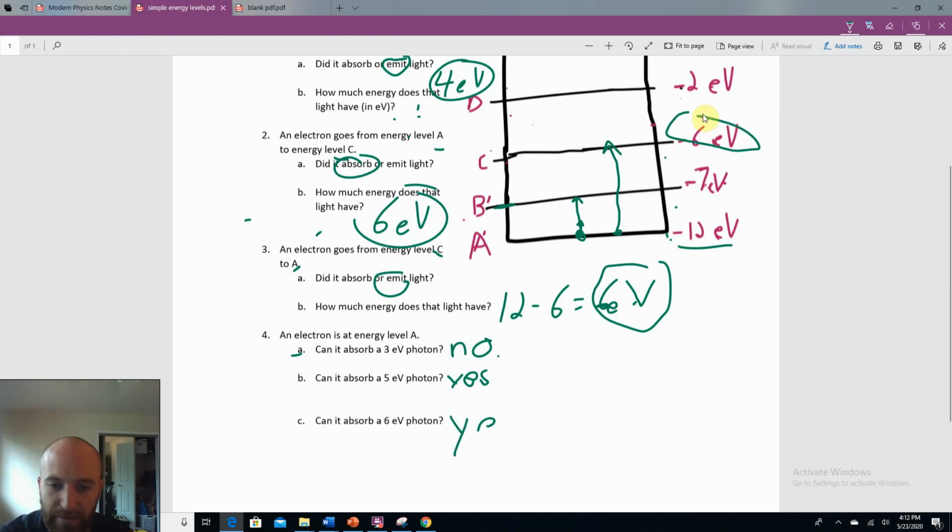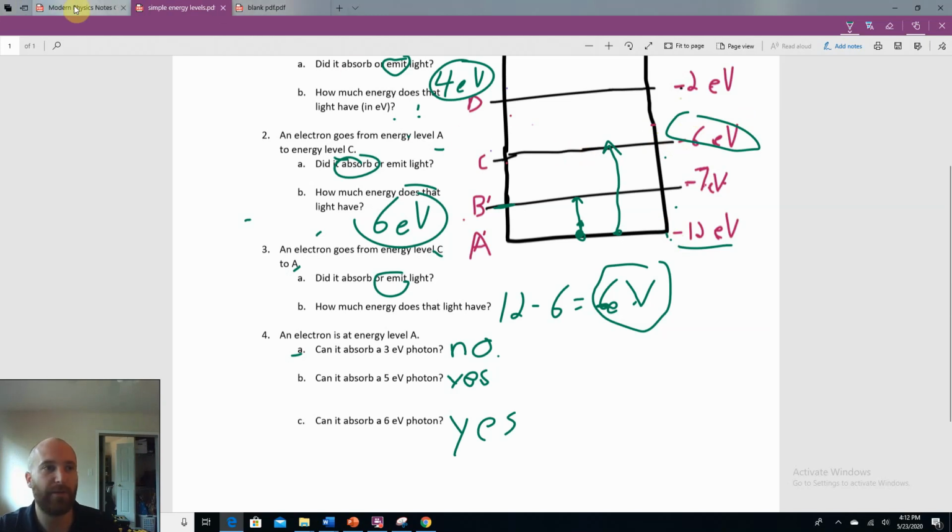So that's a yes. And again, it's a yes or no based on whether there is an energy level at that landing spot for the electron. If it would end up between energies, then no, it would not be absorbed. If it ends up on an energy level, then yes, it would be.